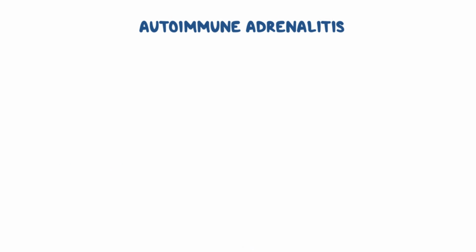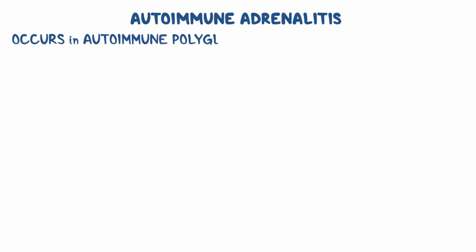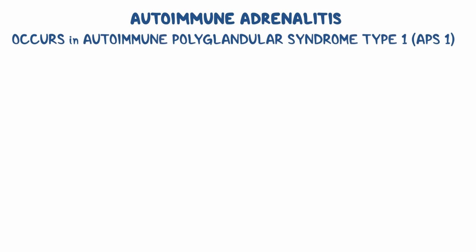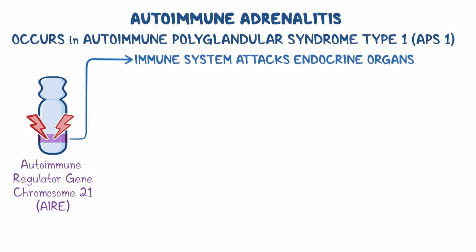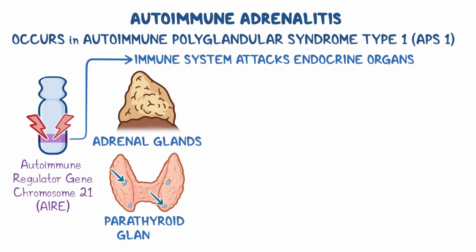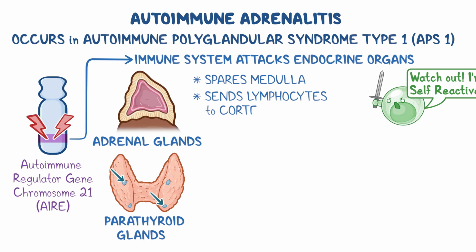Autoimmune adrenalitis often occurs in autoimmune polyglandular syndrome type 1, or APS1, which is caused by a mutation in the autoimmune regulator gene on chromosome 21, or AIRE for short. In this condition, the immune system attacks endocrine organs, mainly the adrenal and parathyroid glands. In the adrenal glands, the immune system spares the medulla but sends lymphocytes to the adrenal cortex.